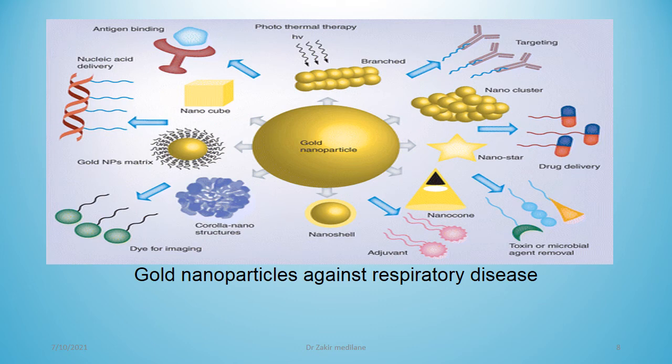Where these gold nanoparticles are used, we can see some examples such as antigen bindings; in the form of nanocubes we can deliver the drug; gold nanoparticle matrix, in the form of matrix we can deliver; branched system for photothermal therapy, which means light therapy, also called no drug therapy. So this is the example of no drug therapy, which is called photothermal therapy.